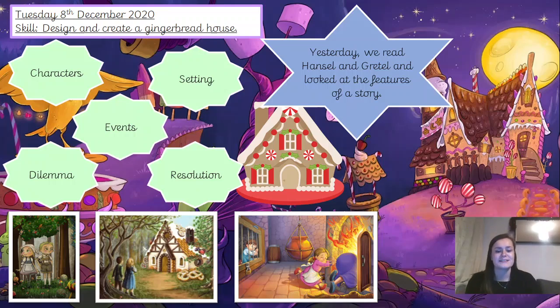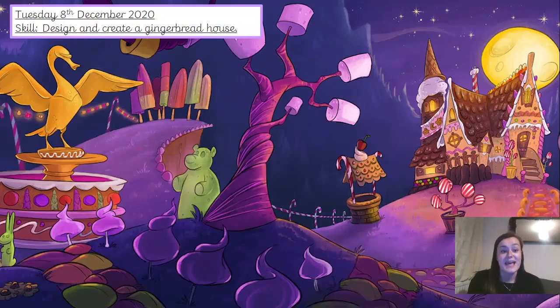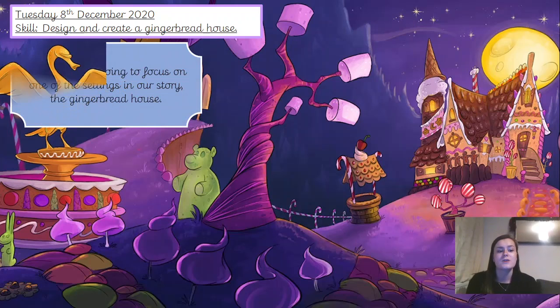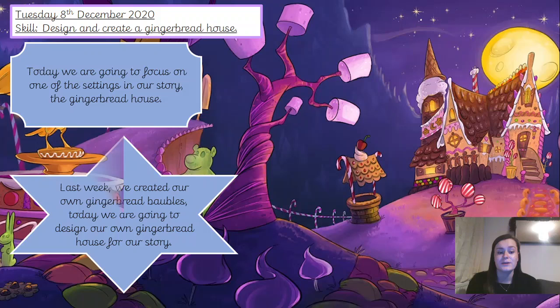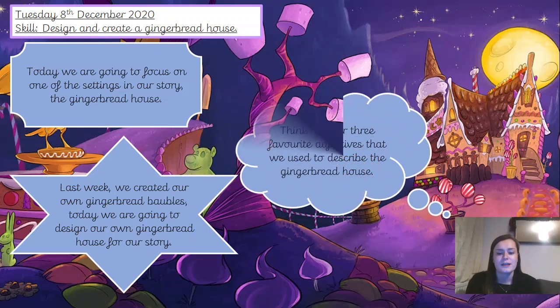Well done. So today we are going to focus on one of the settings in our story, and we're going to focus on the gingerbread house today. So last week we created our own gingerbread baubles, and today we're going to design a gingerbread house ready for the story that we're going to write later in the week. Have a think. What were your 3 favourite adjectives that we used to describe the gingerbread house? Tell an adult at home or write them down in your book.